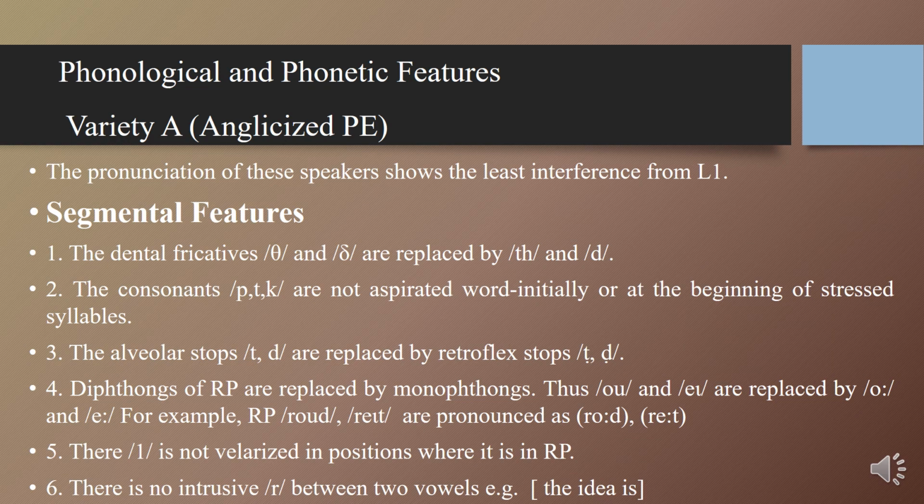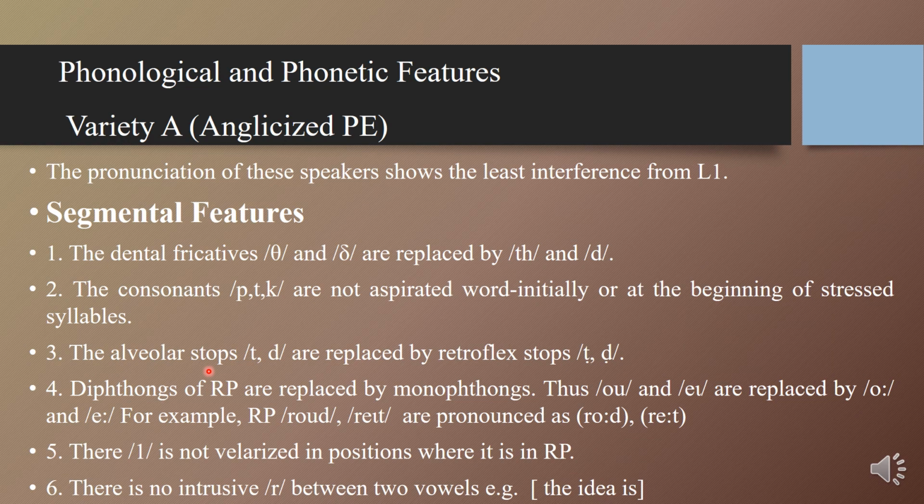Okay, segmental features of Anglicized Pakistani English. First one is the dental fricatives tha and da are replaced by ta and da. Second one, the consonants pa, ta, ka are not aspirated. Word initially, means when we produce the pa, ta, ka sounds, they are not aspirated in Pakistani English, or at the beginning of a stressed syllable. Third segmental feature, that is alveolar stops, ta and da, are replaced by retroflex stops.